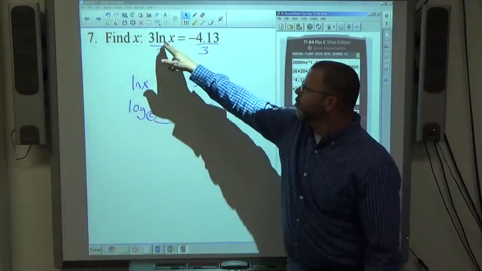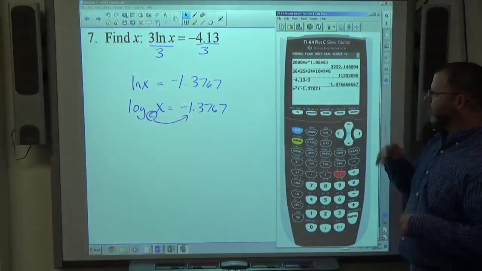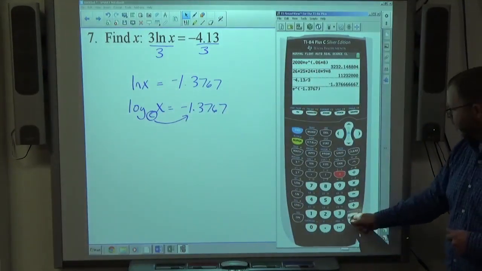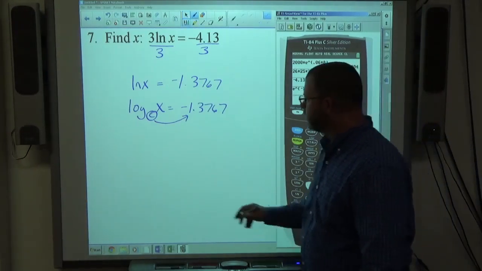If it said log instead of ln, this would be log base 10. Now I'm going to do 10 to that power. So again, I might throw log at you on this one, but you'll get what you get there. E to the negative 1.3767 comes out to 0.2524.